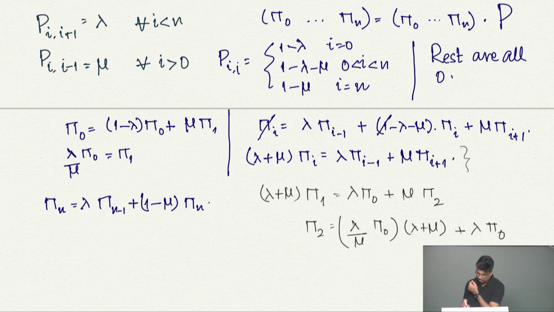I'm sorry. In the above equation, just substitute the value of pi 0. Pi 0 is mu by lambda pi 1. So lambda gets cancelled and pi 1 also gets cancelled. Mu pi 1 gets cancelled.